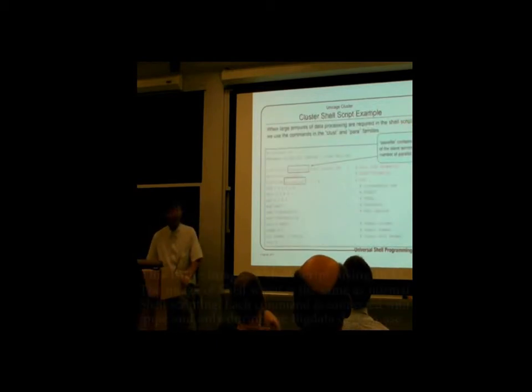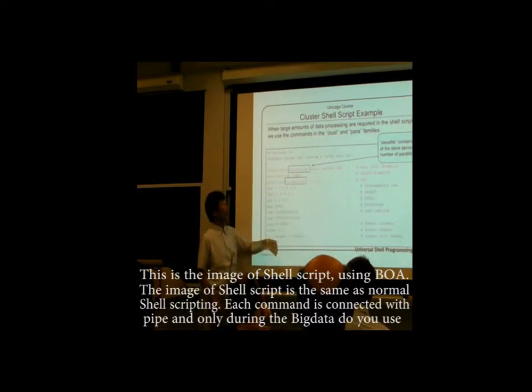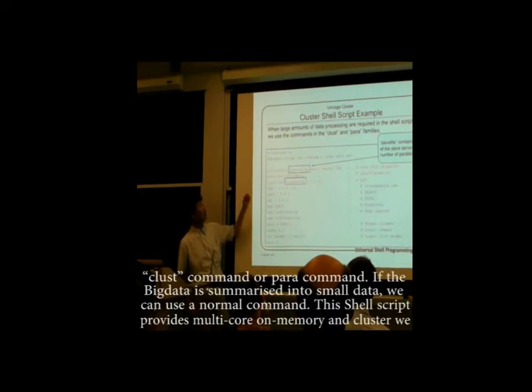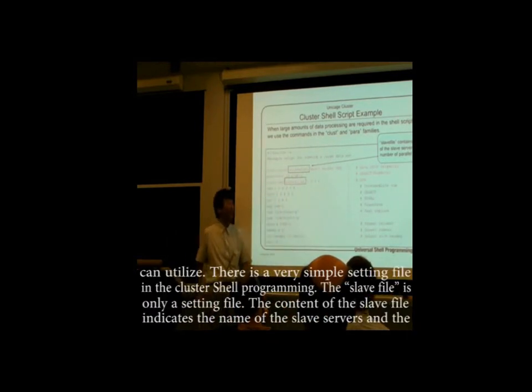And this is the image of shell scripting using Bohr. The image of shell scripting is the same as normal shell scripting. Each command is connected with a pipe. Only for big data do we use the crest command or the para command. But if we summarize the big data into small data, we can use a normal command.